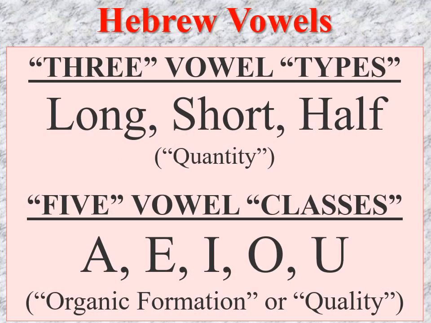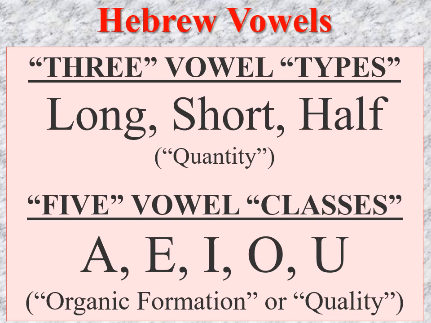Today we're going to be looking at Hebrew vowels. Remember that we're going to be following Pratico and Van Pelt's approach. Three vowel types. Some refer to that as their quantity: long, short, and half, or sometimes called reduced. Those are the three vowel types: long, short, half.